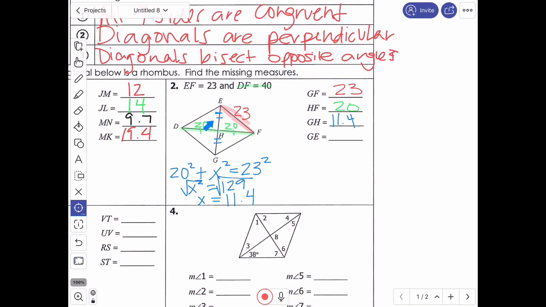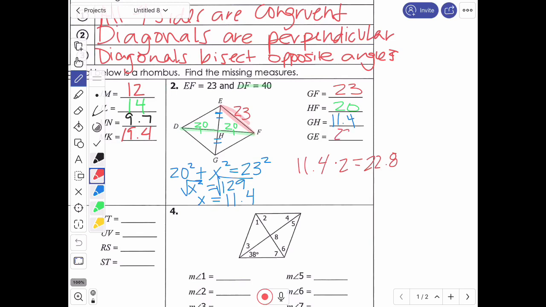So really what I found was EH, but since I knew that EH and HG are congruent, that just makes HG or GH 11.4 as well, because they're both half of that diagonal. So then GE would be this whole diagonal. If I know each half of this is 11.4, I'm going to take 11.4 and multiply it by 2. So 11.4 times 2, and I get 22.8. So GE is 22.8.